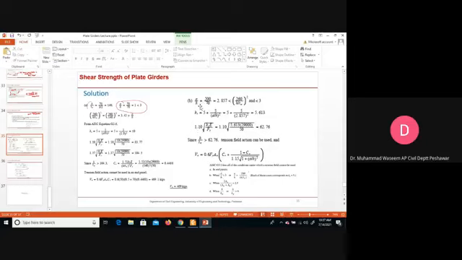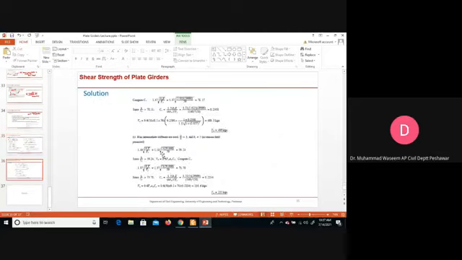Now in this case, only this criterion is satisfied, that aspect ratio is less than 3. If it was greater than 3, there was no tension field. So for this, you have to use this modified equation. And you calculate CV and you just plug in the values and you can calculate the shear.